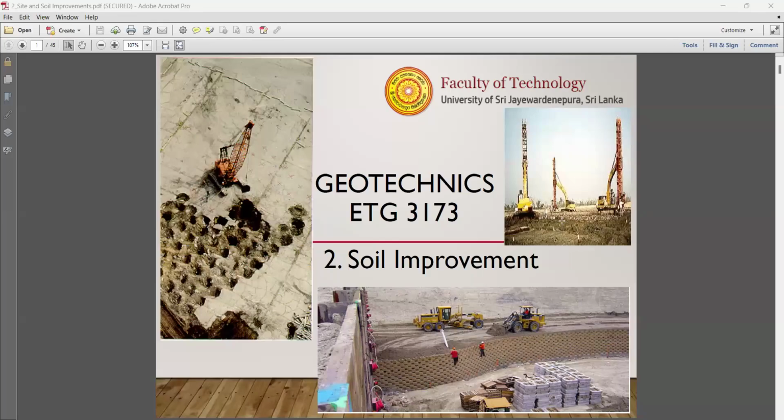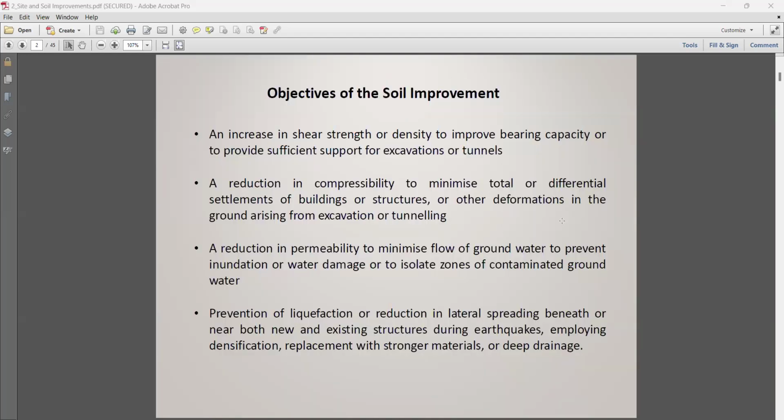So this will be the Geotechnics ETG 3173 module. First of all, we will discuss soil improvement. The question we should ask: why do we need to improve soil? The answer is the existing ground's shear strength. What is shear strength? I think we did it last semester.